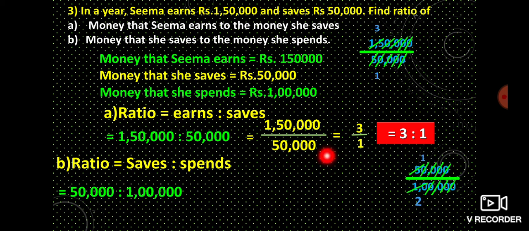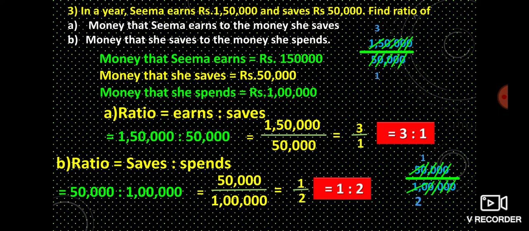This also very simple. 40. Here also 40. Then 5 by 10. 5 by 10 is remaining. In 5, 1 5. In 10, 2 5. That is 1 by 2 equal to 1 is to 2. Okay, these are about ratio.